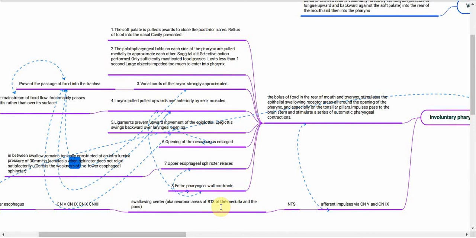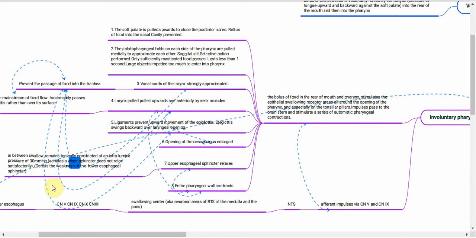And from the swallowing center, efferents are sent via the 5th, the 9th, the 10th and the 12th cranial nerve to the pharynx and the esophagus, because we have the involuntary pharyngeal and the involuntary esophageal stage. So after that, we will have a set of changes taking place in the pharynx and the esophagus, which are involuntary and automatic and sequential, which will lead to the completion of the swallowing process. You can understand this is pretty intricate.